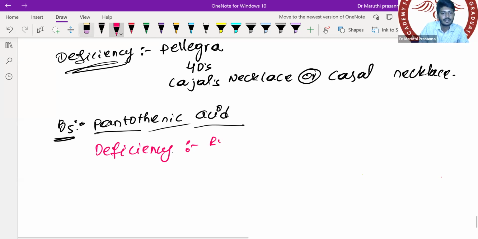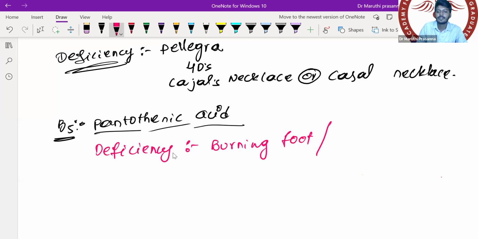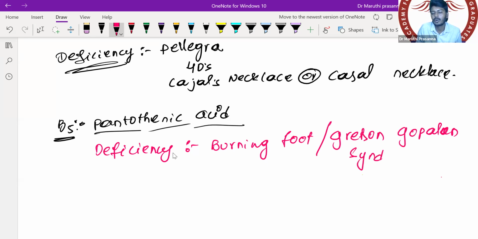Sorry, not restless leg syndrome. This is the point where everyone will get confused. Burning foot syndrome. What is that? Burning foot syndrome is also called Gopalan syndrome. Burning foot syndrome is also called Gopalan syndrome.